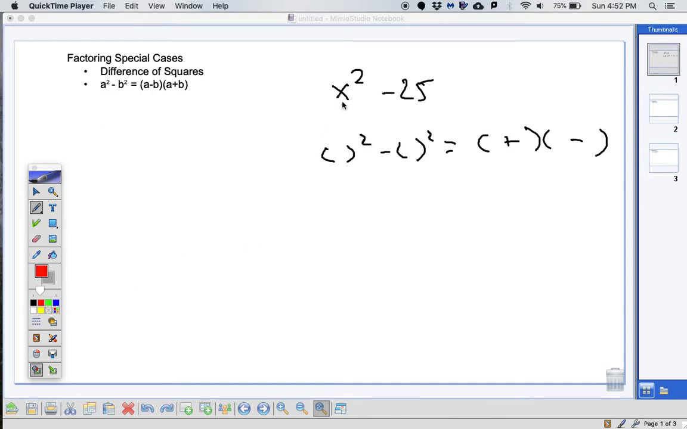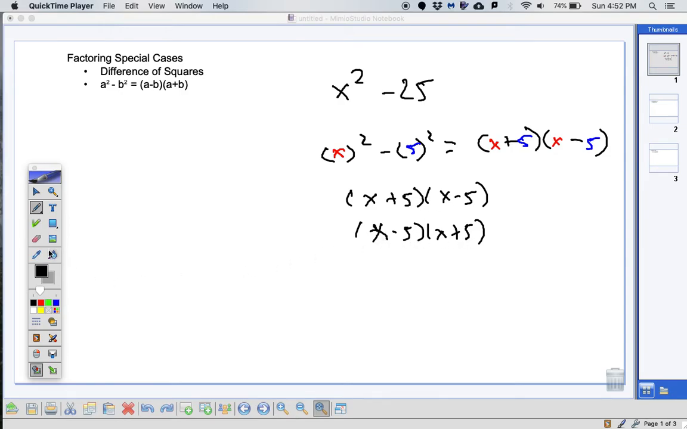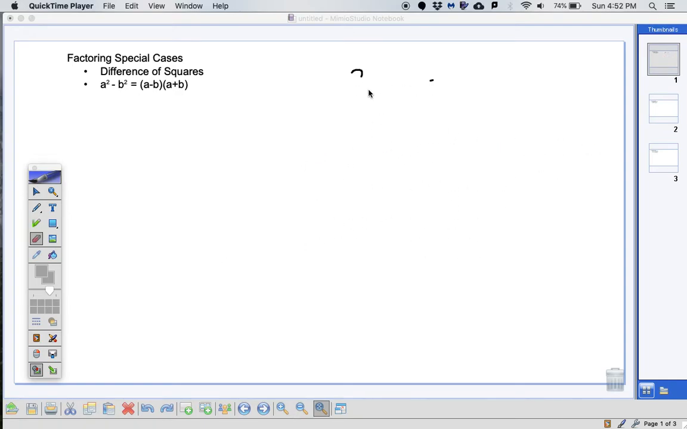And then we're going to figure out, well, what is the squared here? In this case, it's just x. So that's going to end up going here and here. And then we're going to do the same thing with b. What squared is 25? Well, the answer is 5. So this is going to be a 5 and a 5. So our answer for how do you factor x squared minus 25 is x plus 5 and x minus 5. And if you wrote this as x minus 5 and x plus 5, you are also correct. Either one of these is correct. So if you were trying to solve it and this was equal to 0, you'd end up with 5 and negative 5.